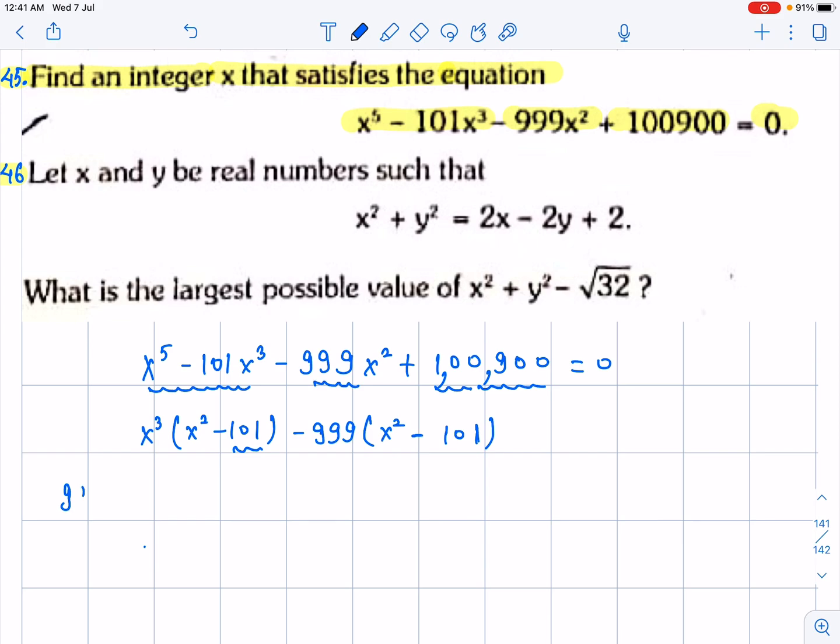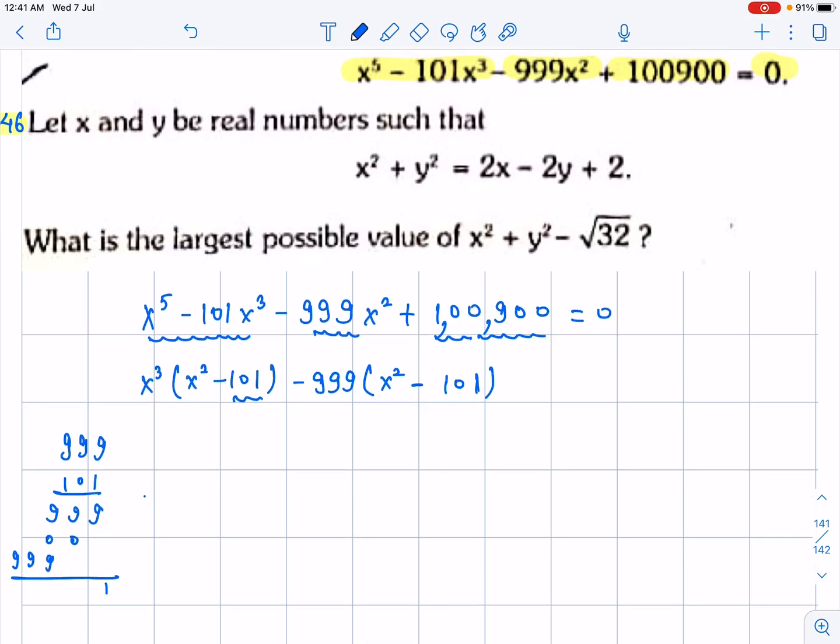So 999 multiplied by 101 will be going to do. 999 will be coming for first time, then double zeros will be coming, then again 999 will be written over here like this. So 9, 9, 18, 10, 10, it will be what? 1,009,899. That is 1 less than 1,000,900 written over here. So I would have to add 1 over here is equal to 0. Hope you guys would have got my point.